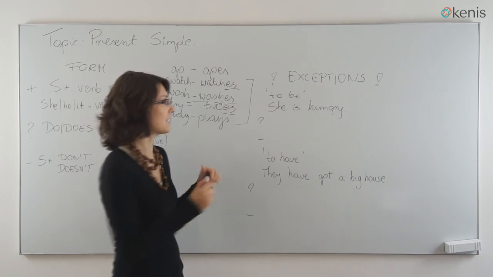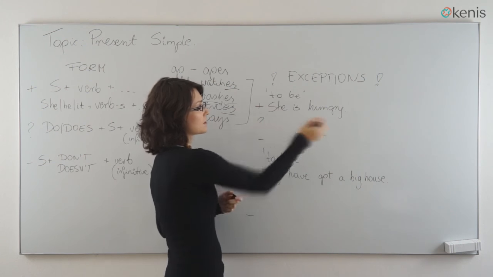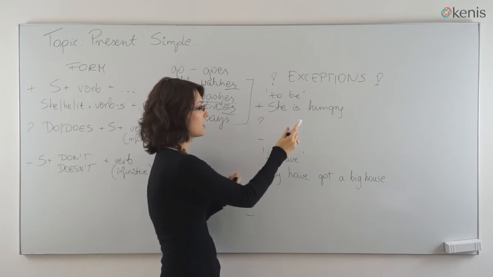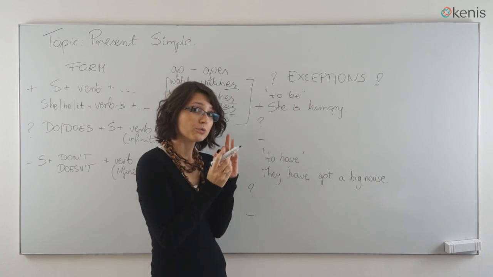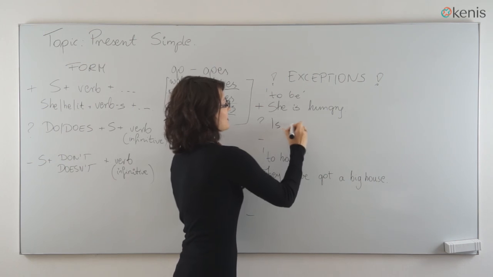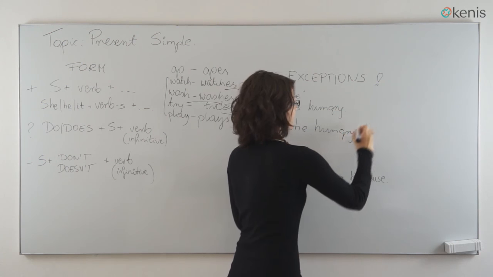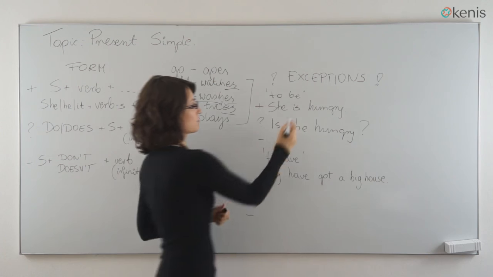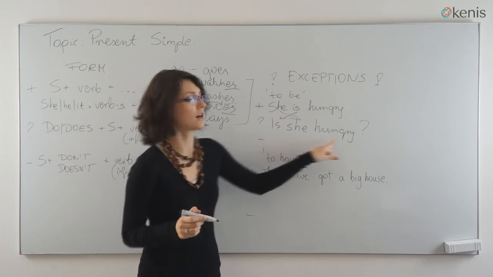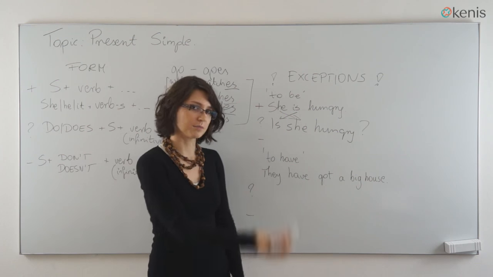So let's see. She is hungry, that's a positive sentence with to be. To jest zdanie twierdzące z czasownikiem to be. Ona jest głodna. She is hungry. What about questions? Do she is, no. Is she hungry? Okay, we use inversion. Yeah, she is hungry, is she hungry? Czyli z czasownikiem to be będziemy używać inwersji do stworzenia pytań.